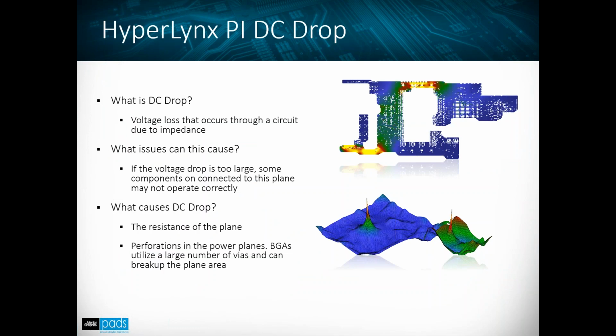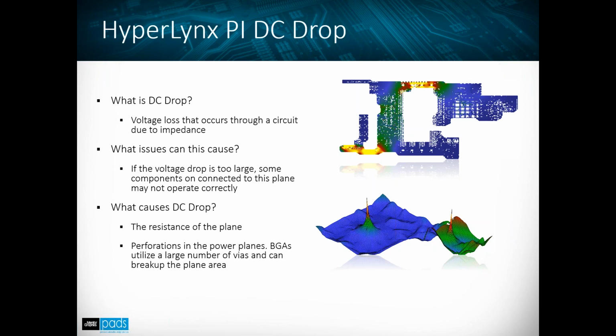Okay, so now let's hop into the actual discussion about HyperLynx PI DC Drop. If you're not familiar, what is DC Drop? DC Drop is just a voltage loss that happens through a circuit, mostly due to impedance. This can cause a large issue on your power distribution network, on your different voltage planes within your board. If the voltage drop is too large, some of your more sensitive components may not operate correctly if they're below a certain threshold voltage.